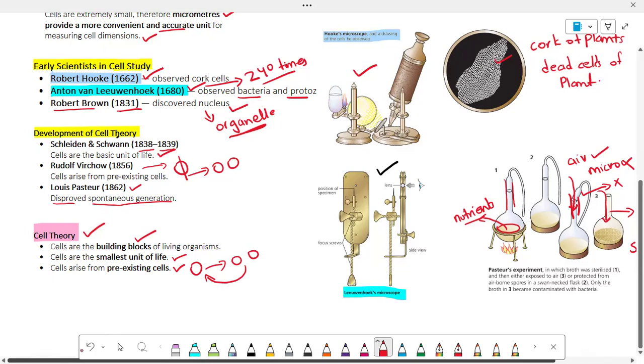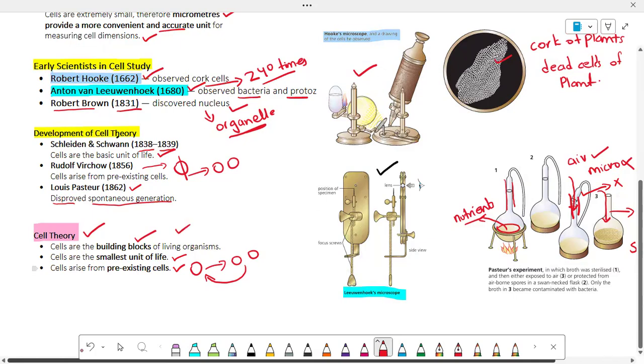Modern biology has added two more ideas to this theory. Cells also contain genetic information, usually in the form of DNA, which controls the growth and development of an organism. Cells are also the site of metabolism, meaning all chemical reactions necessary for life occur inside the cell. So this is the cell theory.